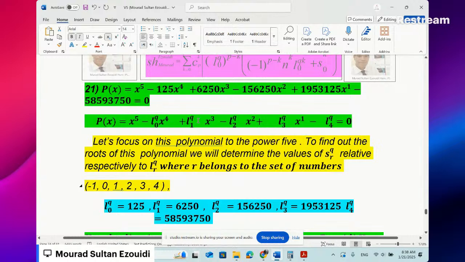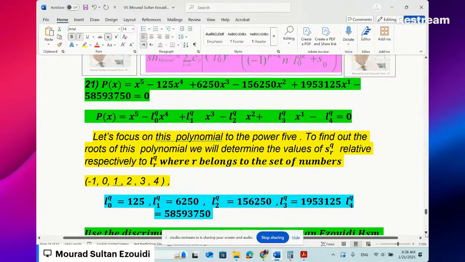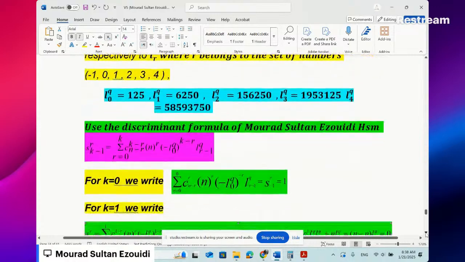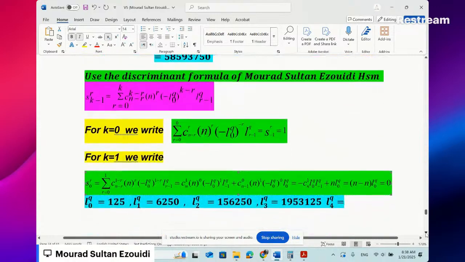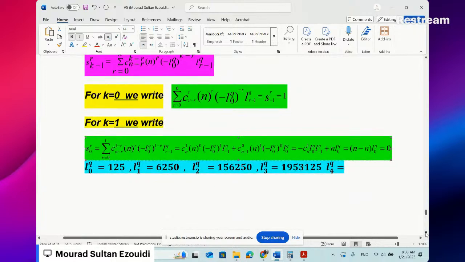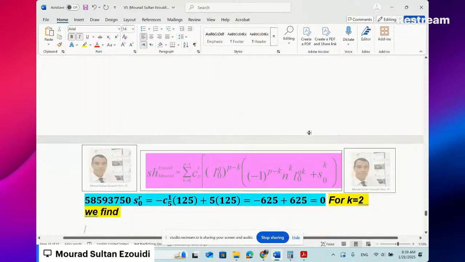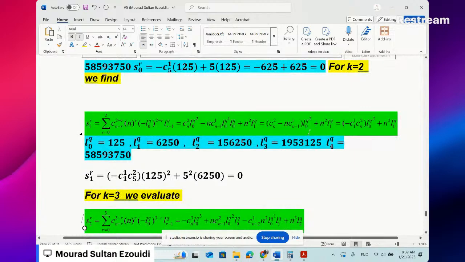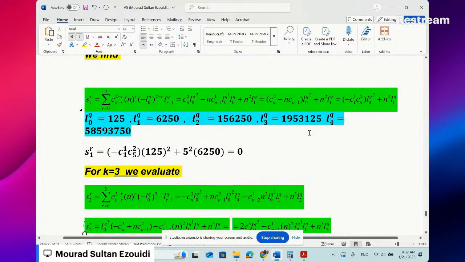It's clear that it's going to the power 5. I'm going to find the S subscript R, where R ranges from minus 1 to 4. Just calculation, my kids. Here, the calculation will be key for you. You will use the discrete formula of Murat Sultan Ezouidi, and you are going to see that S minus 1 is equal to 1. S0 is equal to 0. S1 equals 0. S2 equals 0. And S3 equals 0. And S4 equals 0.